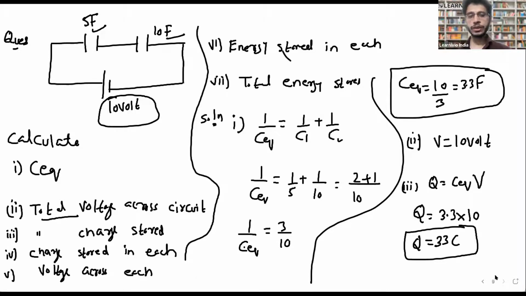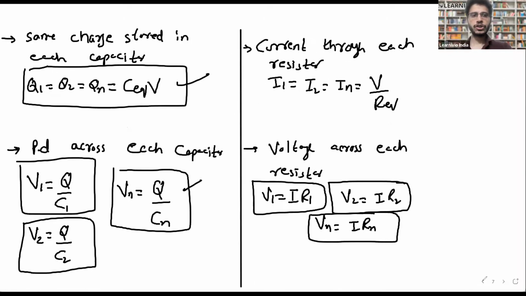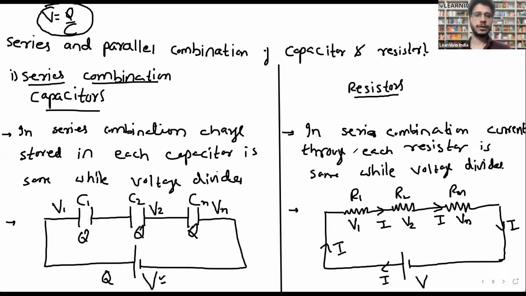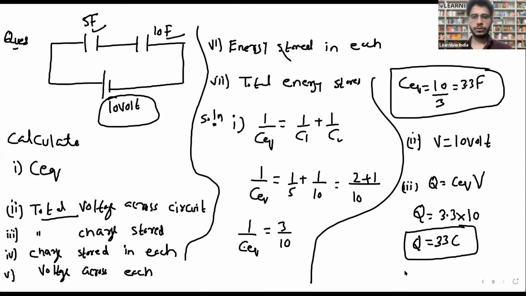That's the total charge. Next, we need charge stored in each capacitor. So see, for charge stored in each, you know that charge stored in each capacitor is equal to the total charge. If you look at this circuit, charge stored in each capacitor is equal to the total charge stored in the circuit. So for part 4, Q1 will be equal to Q2, and this is equal to the total charge stored, that is equal to 33 coulomb. Is it clear? The first 4? Yes, sir. Amalia, is it clear the first part?